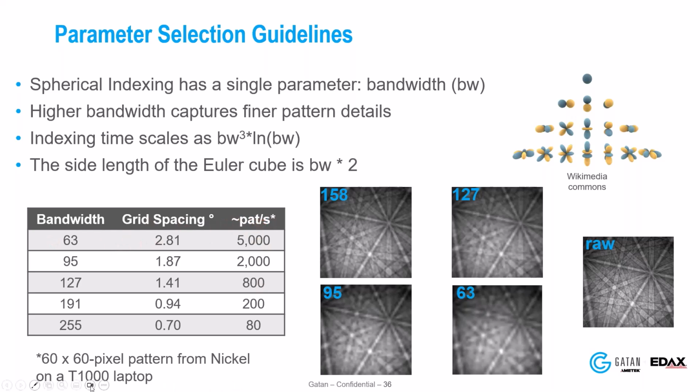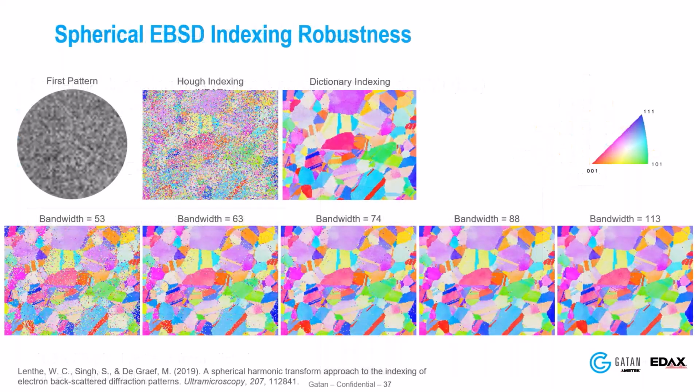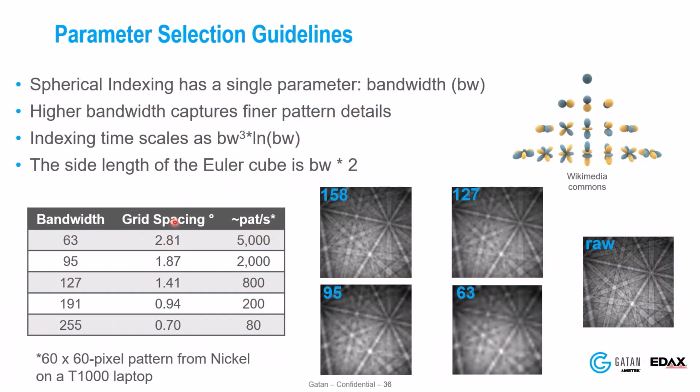These speeds we're talking about here have been benchmarked on Will's laptop. It's a 60 by 60 pattern from our nickel pattern, and getting these 5,000 points per second. I don't remember if it's the next slide or not, but I'm going to talk at one point about different GPUs. So it's a good time to mention that this spherical indexing takes advantage of GPU processors for parallel processing. And I'll give some feel for what the different GPU performance metrics might translate to in terms of performance for spherical indexing.